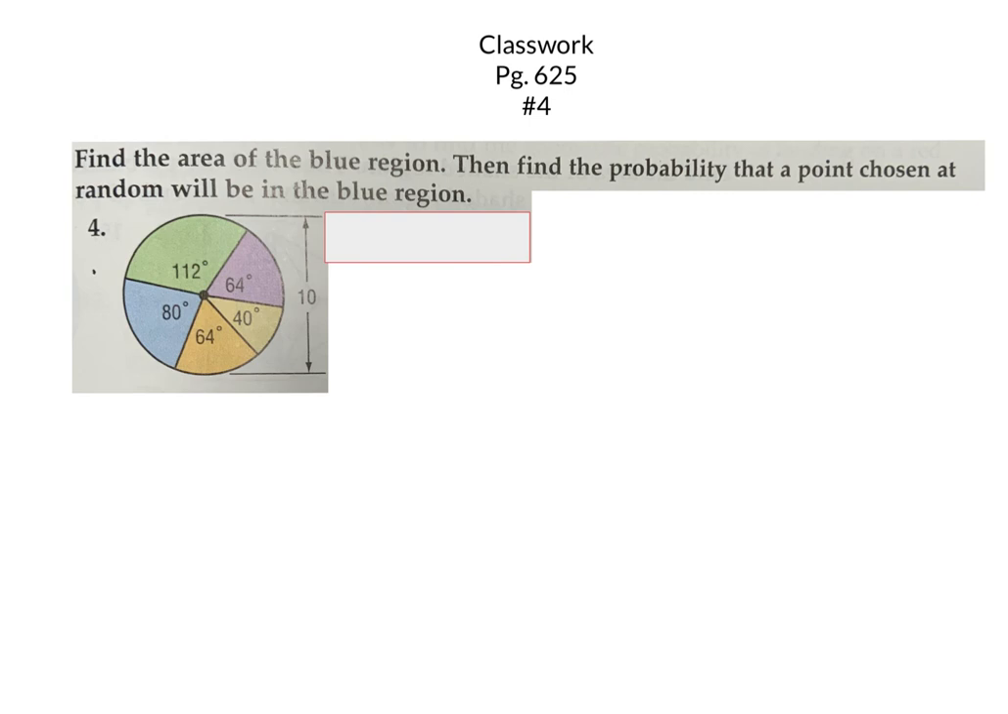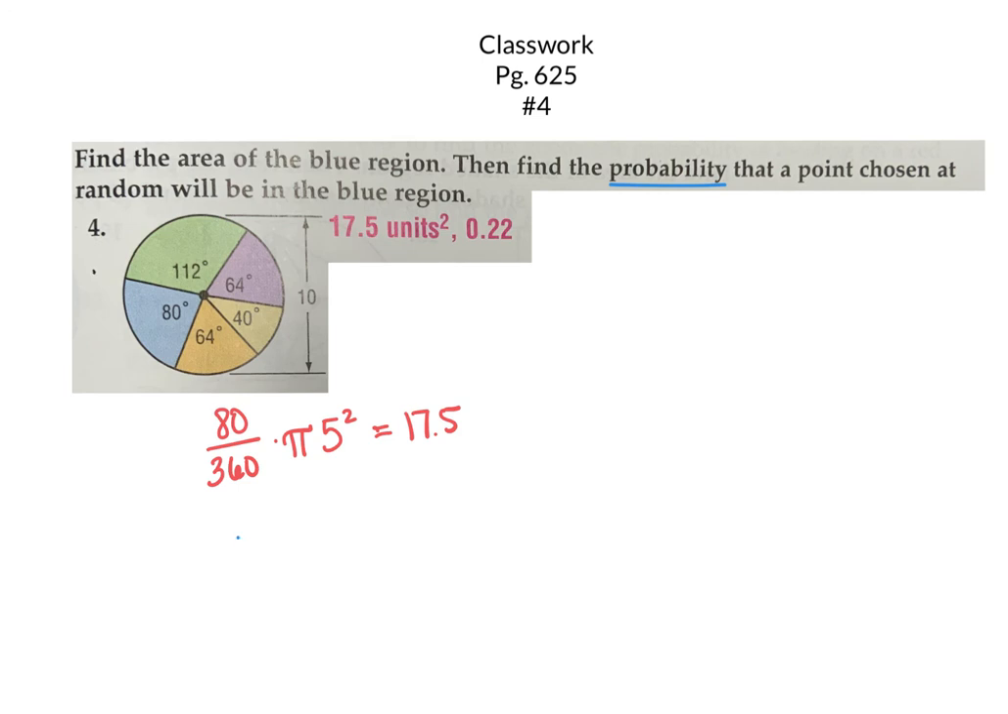All right, let's look at this together. So they wanted the area of the blue region, and then they wanted the probability of the point chosen at random. And so you should have gotten 17.5 as the area of the blue region. Just to recap that, you would have said 80 degrees over 360 times pi, the radius is 5, squared. And that's where you would have gotten the 17.5. For the probability, remember the probability ends up being just the degree of the sector over the 360, which would give you 0.22 or 22%.